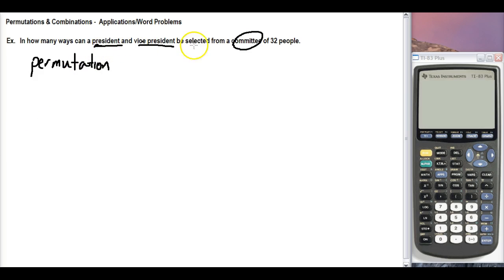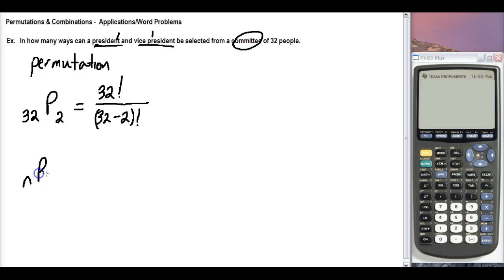So we're going to take out of 32 total people, we're going to select 2 people here. So this will actually end up being the permutation of 32 people selected or grouped 2 at a time. And so when we do that, we know that this is going to be 32 factorial divided by 32 minus 2 quantity factorial. And just as a reminder, we're getting that from this formula here.